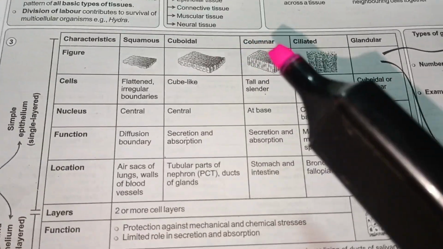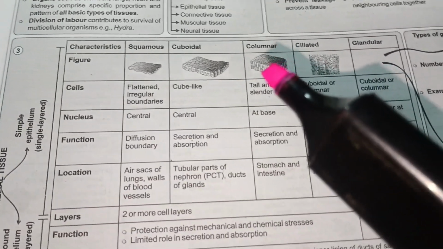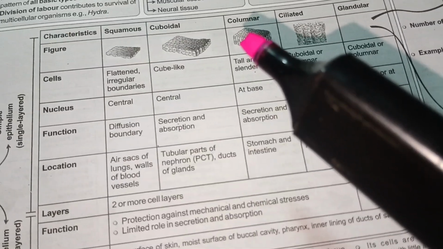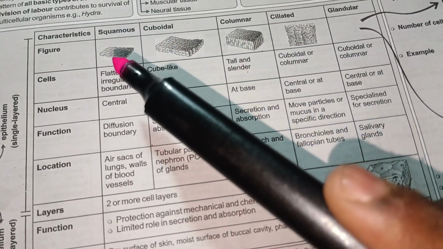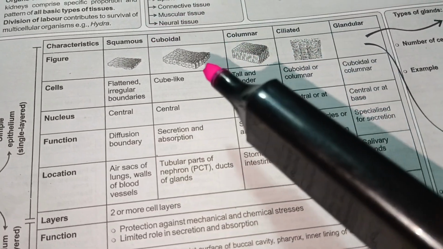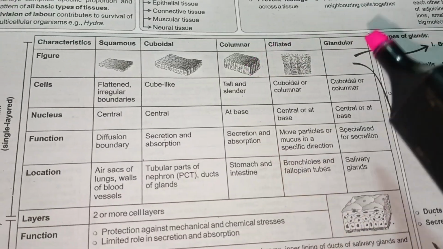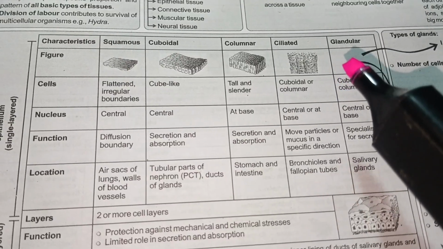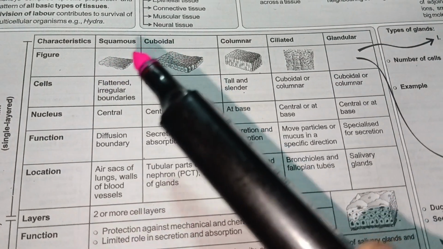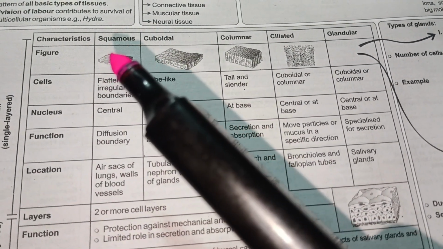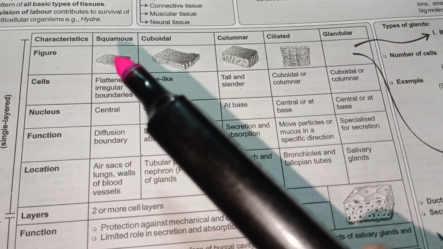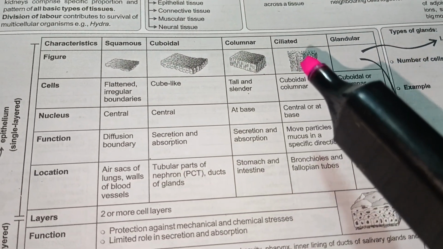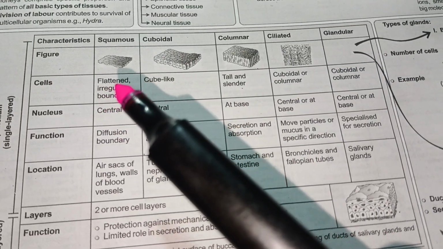Here we can see the types of simple epithelium tissue: simple squamous epithelium, simple cuboidal, simple columnar, simple ciliated epithelium, and simple glandular epithelium. Here we can see the figures of the simple squamous, simple cuboidal, simple columnar, and simple ciliated epithelium.